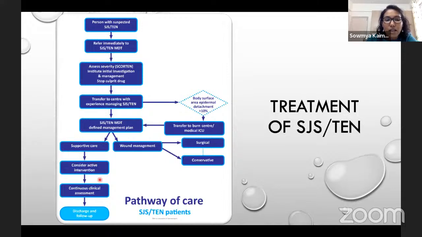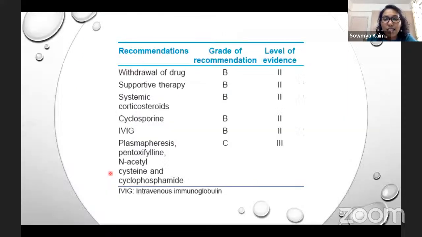And then comes the question of active intervention. So active intervention for SJS-TEN again boils down to these three drugs. These are the drugs that we commonly use: systemic steroids, cyclosporin, and IVIG. IVIG is used much more in the Western world because of affordability issues in India. It costs a few lakhs to give a patient IVIG here. We have given a few patients, particularly children, because the dose required is smaller. But more or less, these are the two drugs that we use: corticosteroids and cyclosporin.